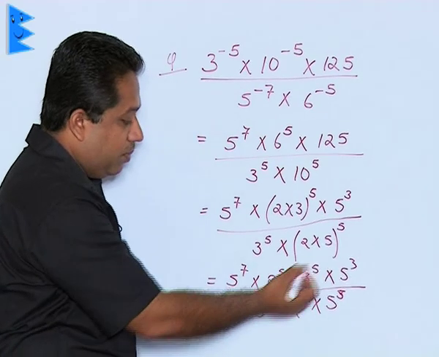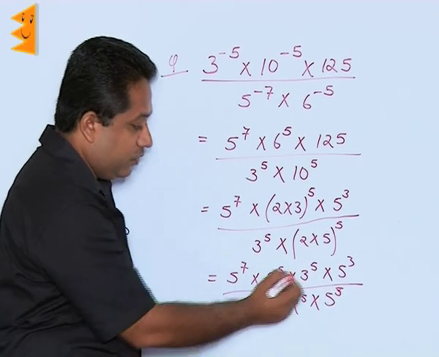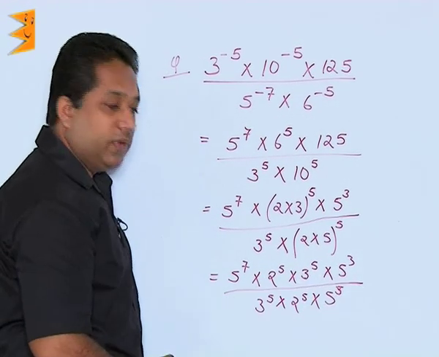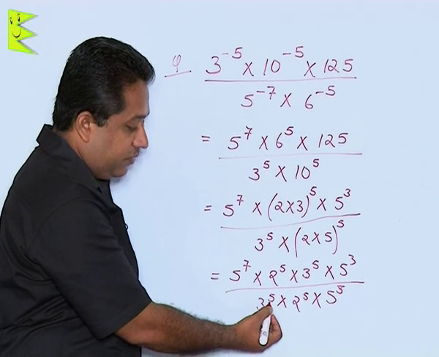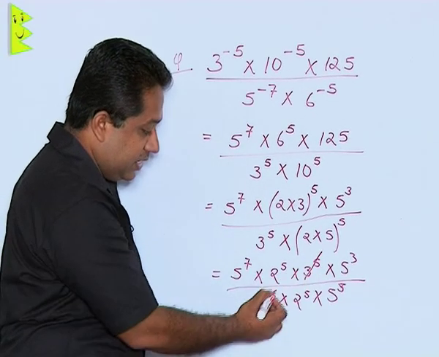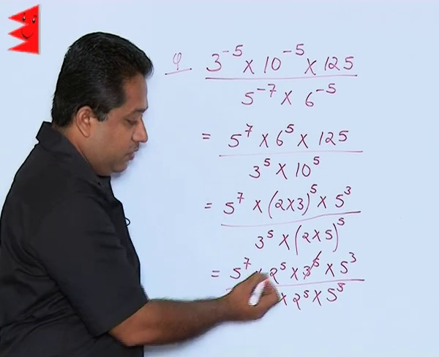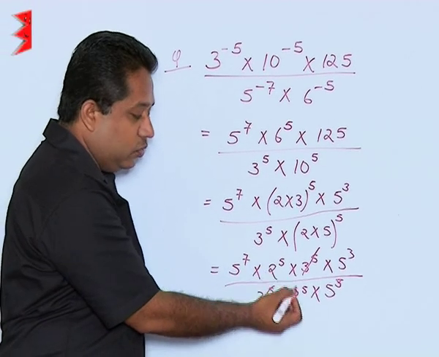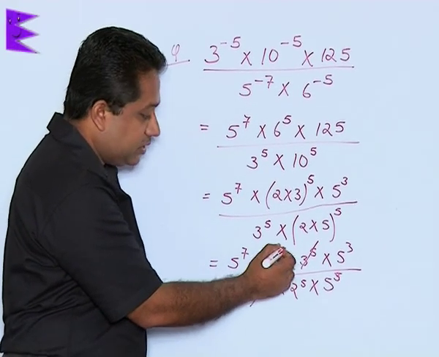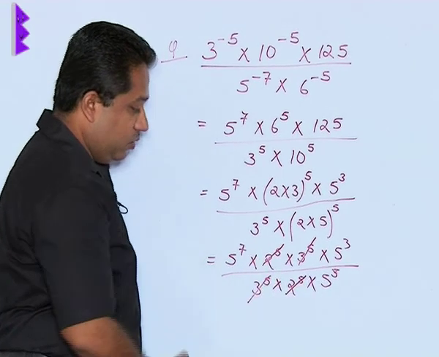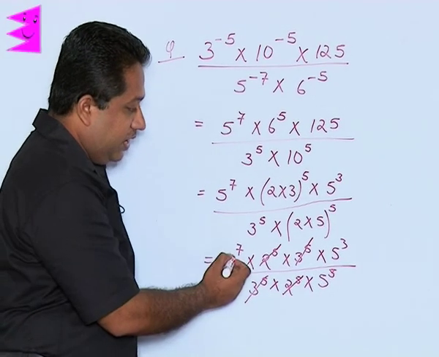So if there are common terms, now we can cancel that. So we find that there is a 3 to the power 5 in the numerator and a 3 to the power 5 in the denominator. So we can cancel that 3 to the power 5. We are also able to see there is a 2 to the power 5 in the numerator as well as denominator. So we can cancel out that as well. So what are we left with?